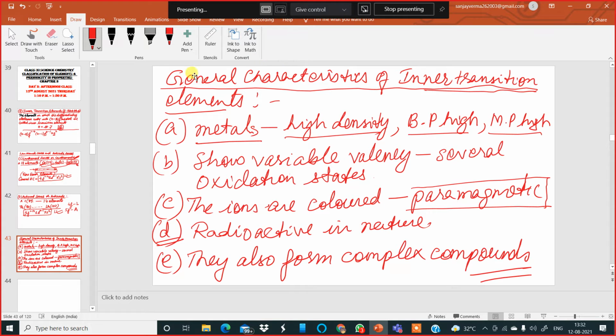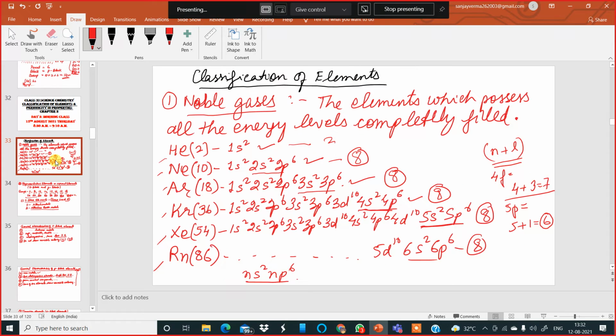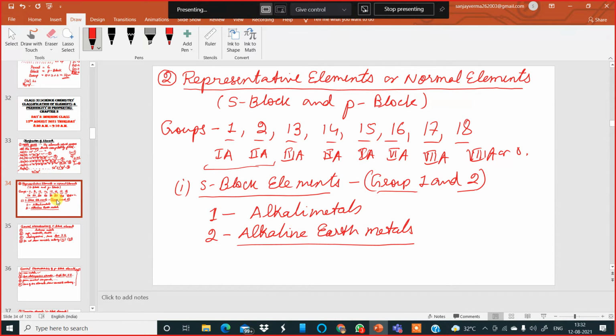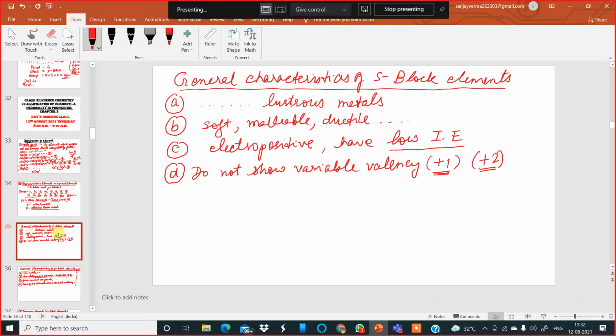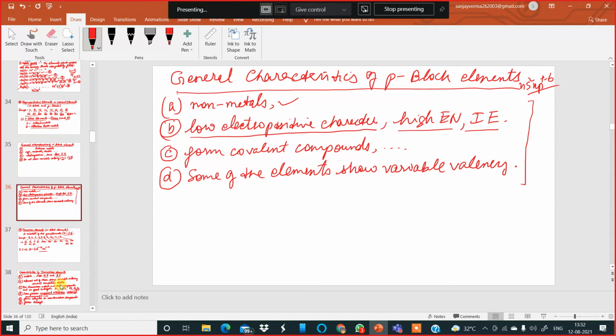Please read through this carefully, either from here or, if you have a textbook, from there, for the exam point of view. After knowing these things today, we have learned the general characteristics of S block elements, noble gases, and we also came through the general characteristics of P block elements.